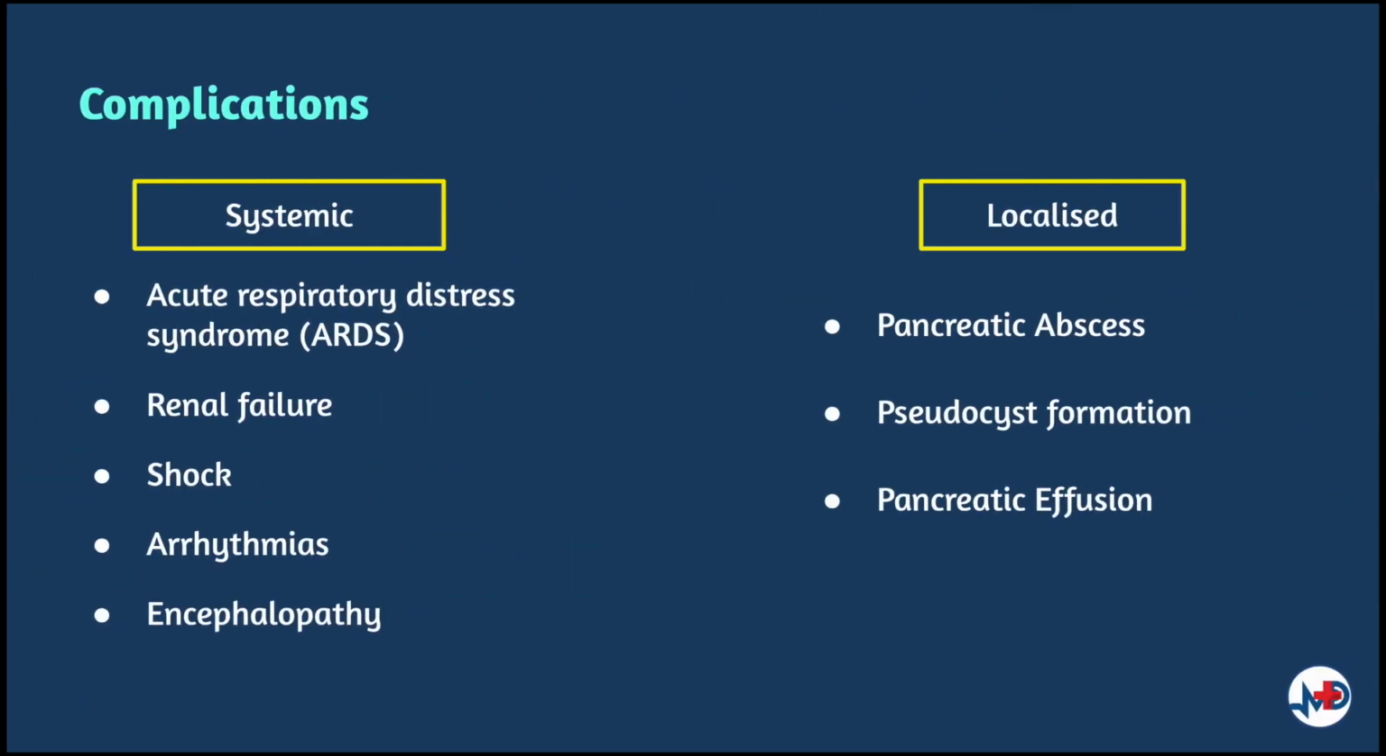Now let's take a look at the complications of acute pancreatitis, and this can be pretty severe. These include systemic ones such as acute respiratory distress syndrome, or ARDS, renal failure, shock, arrhythmias, metabolic disturbances such as hypocalcemia and hyperglycemia, as well as encephalopathy. And also localized complications such as pancreatic abscesses, formation of a pancreatic pseudocyst, as well as pancreatic effusion.